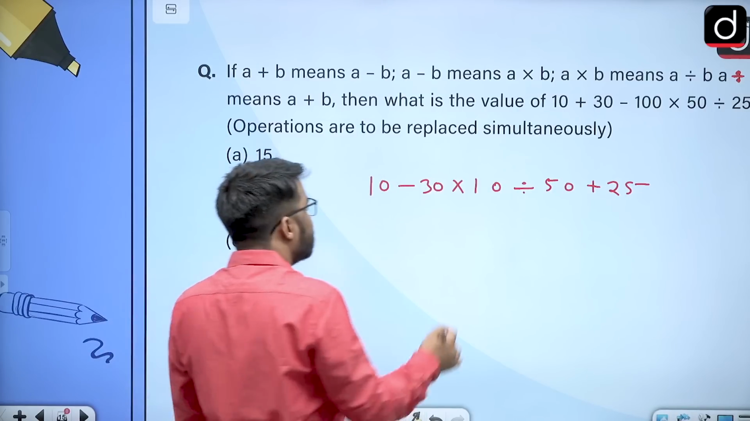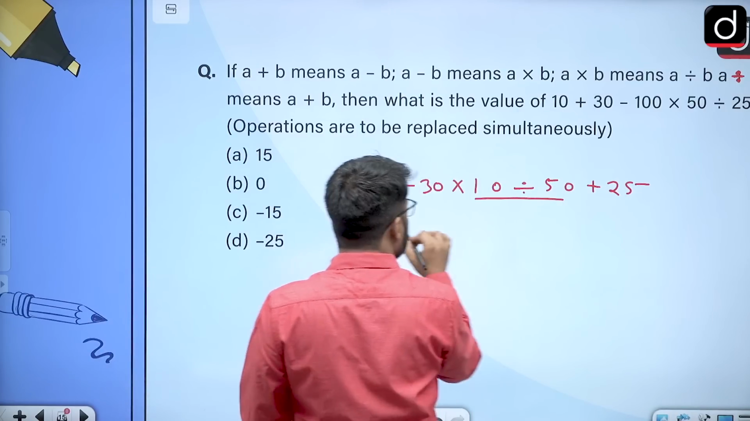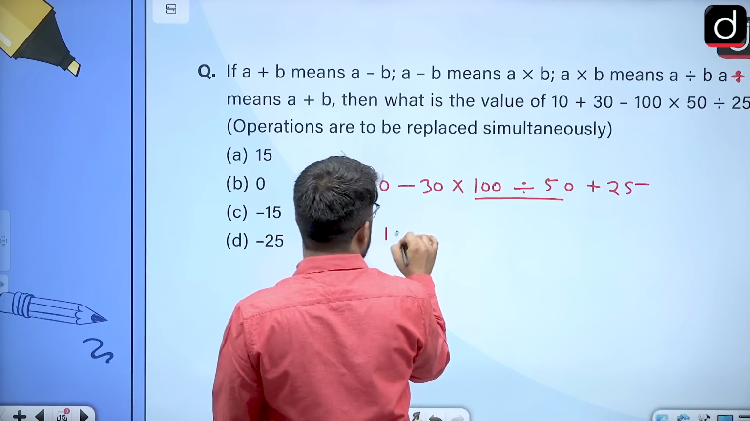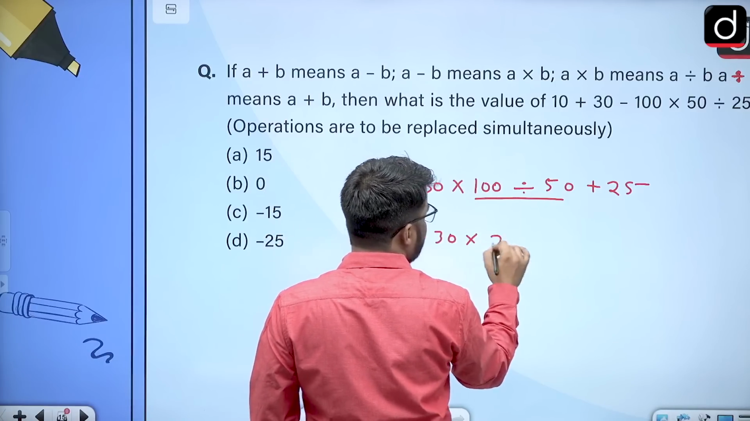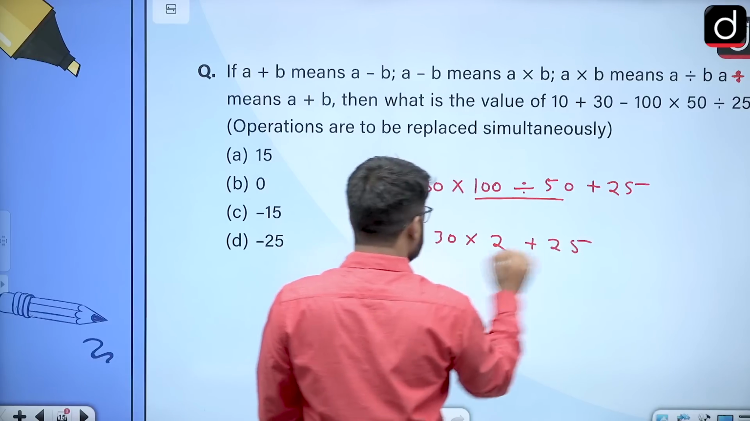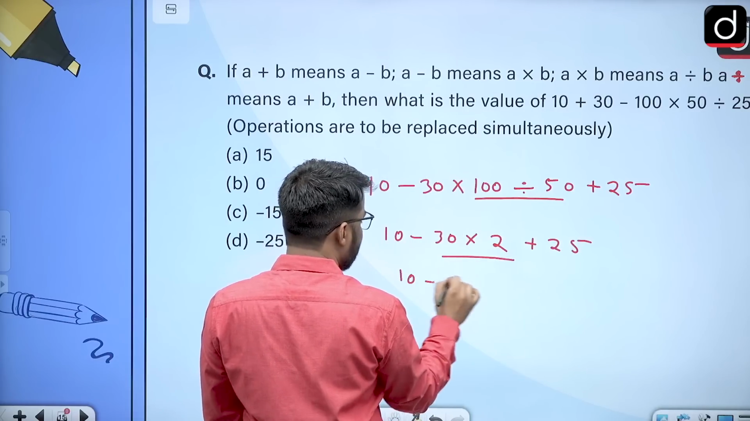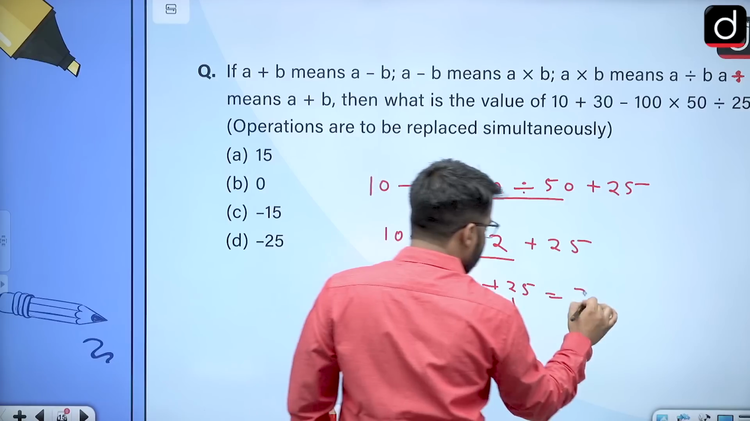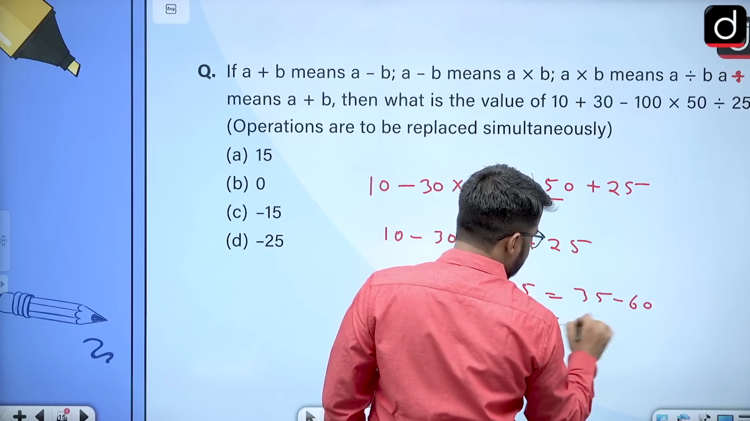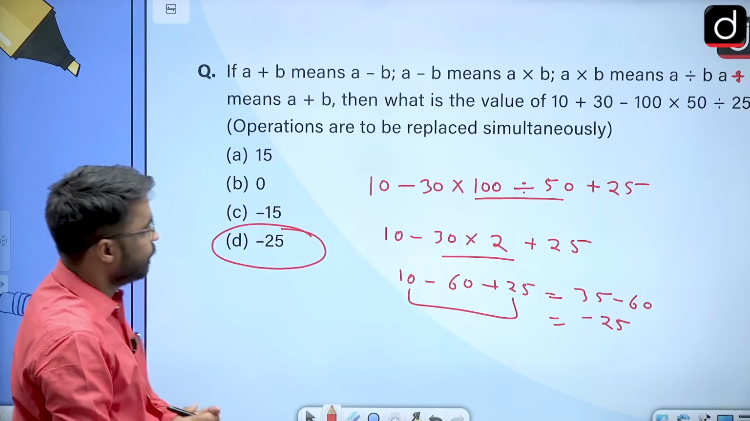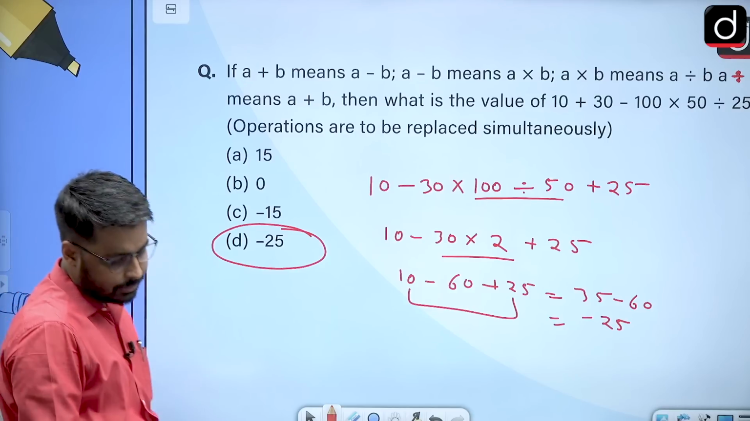Alright. So now as per the rule of BODMAS, division will be solved first. So it will be 10 minus 30 multiplied by 100 divided by 50, it will be 2 plus 25. Then multiplication would be solved. So minus 60 plus 25. So these two will be added. So 35 minus 60. So it will be minus 25. And this will be option D, which was correct.